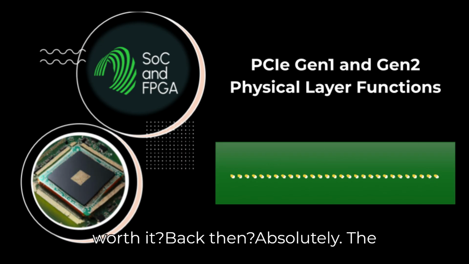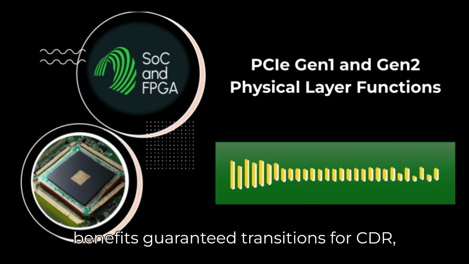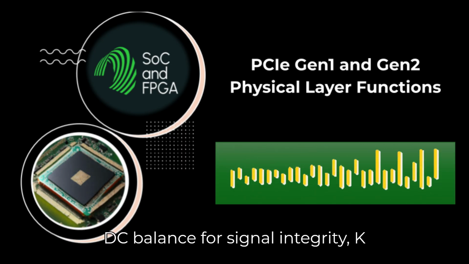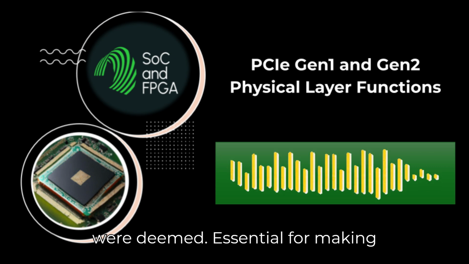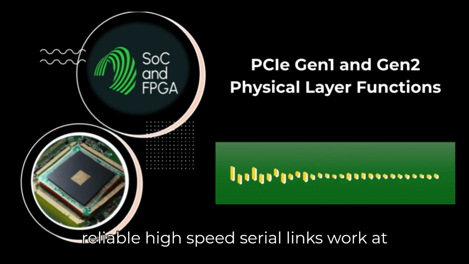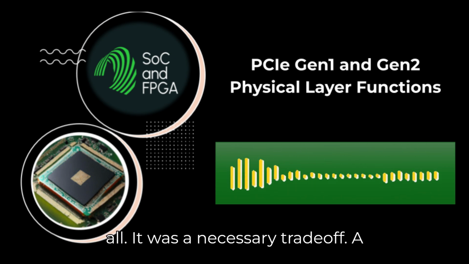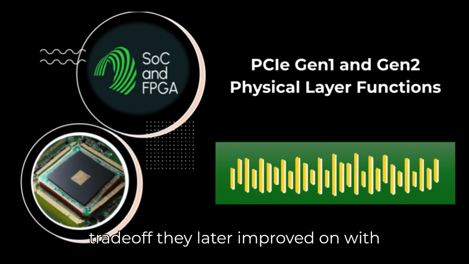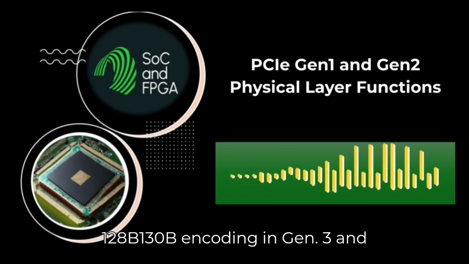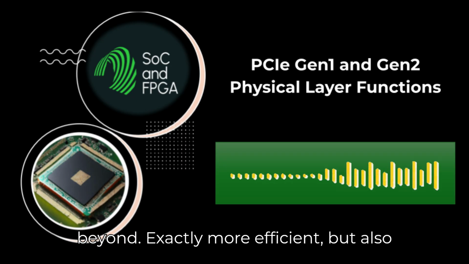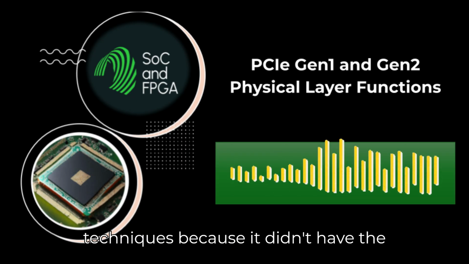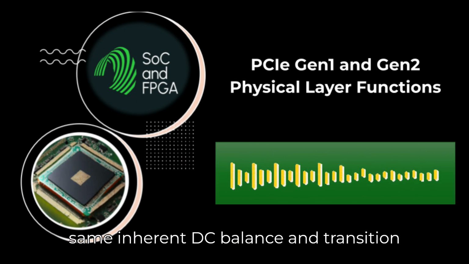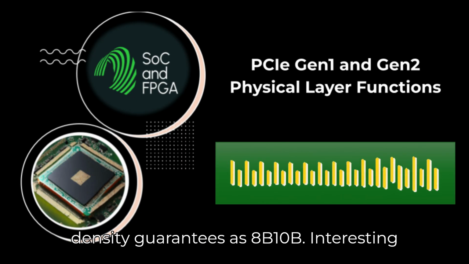Back then, absolutely. The benefits, guaranteed transitions for CDR, DC balance for signal integrity, K symbols for control, basic error checking, were deemed essential for making reliable high-speed serial links work at all. It was a necessary trade-off. A trade-off they later improved on with 128B/130B encoding in Gen 3 and beyond. Exactly. More efficient, but also required more sophisticated equalization techniques because it didn't have the same inherent DC balance and transition density guarantees as 8B10B.